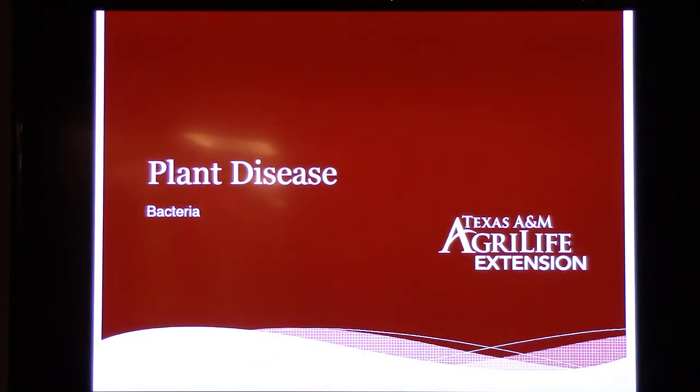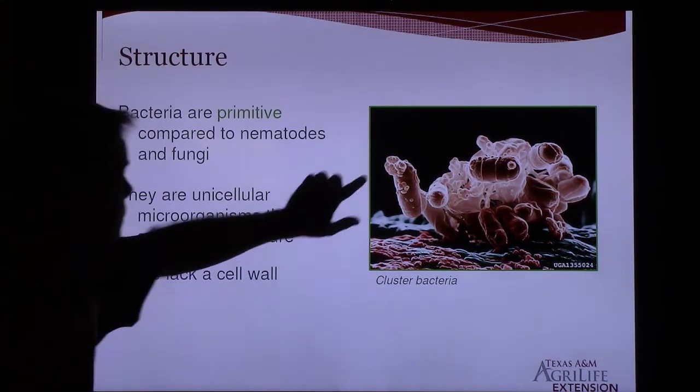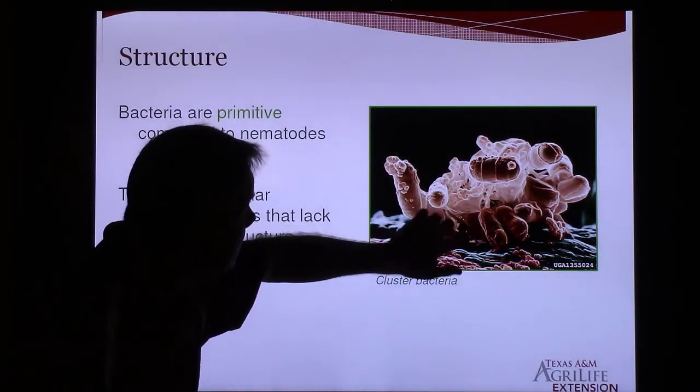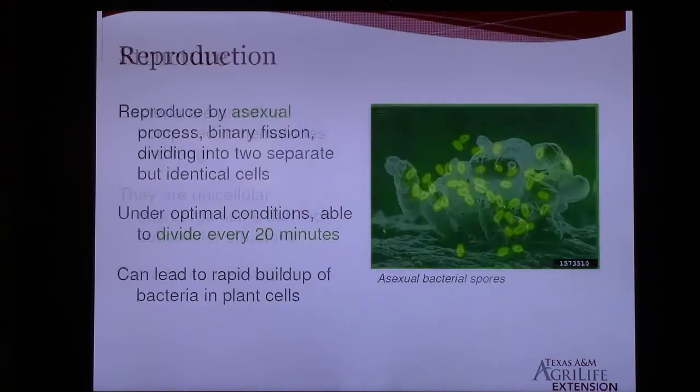We're going to move on to bacteria. Bacteria are very primitive. They're single-celled organisms. Very primitive, especially when we compare them to fungi or nematodes. As I said, they're unicellular, one-celled, and some of them, like those spiroplasmas and mycoplasmas, lack a cell wall. They don't have a cell wall. That picture there is several bacteria put together. You can see one there, one there, one there. So you've got a cluster of bacteria, single-celled organisms.